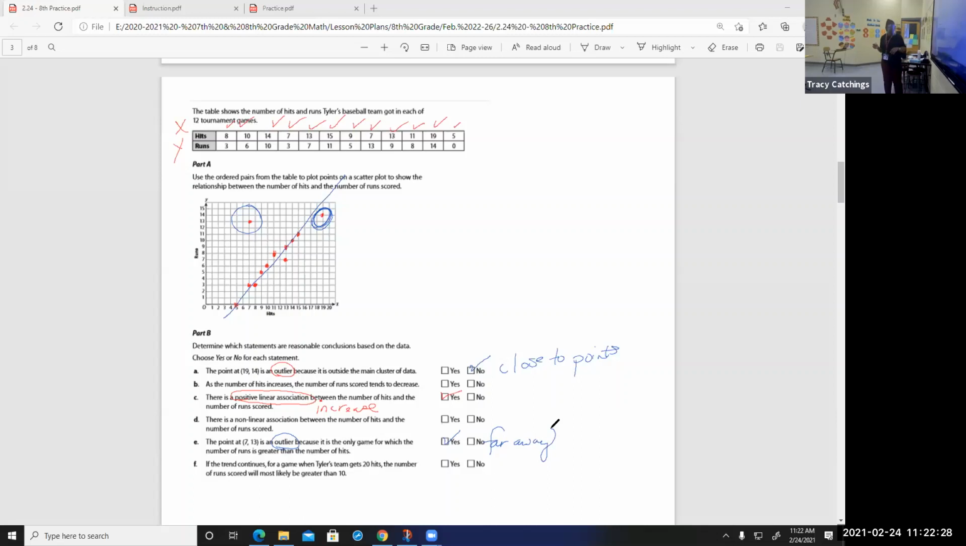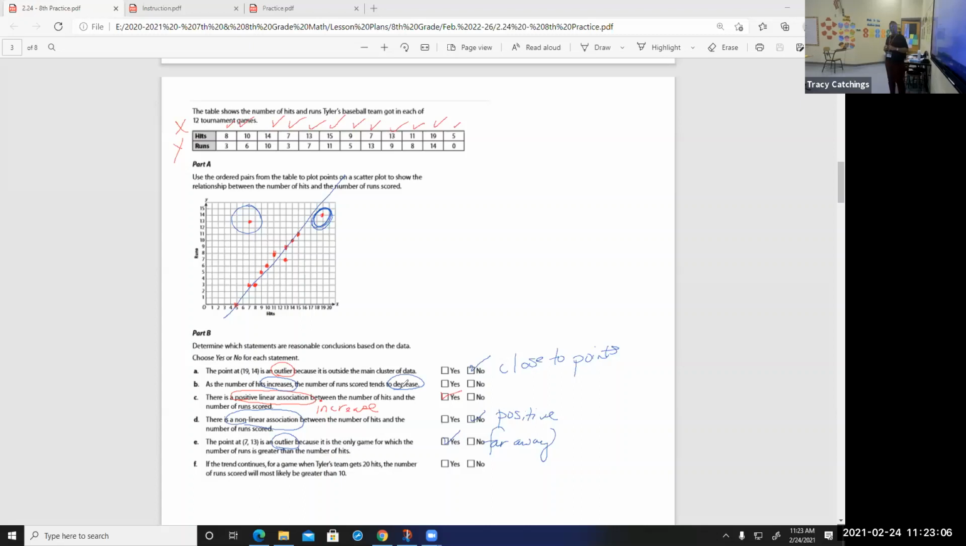Okay. D, we can go ahead and eliminate because we said it had what kind of association? Good. So now we got B and we got F. B says that the number of hits increase and the number of runs scored decrease. Can you read that? No, because some of them went up, some went down.